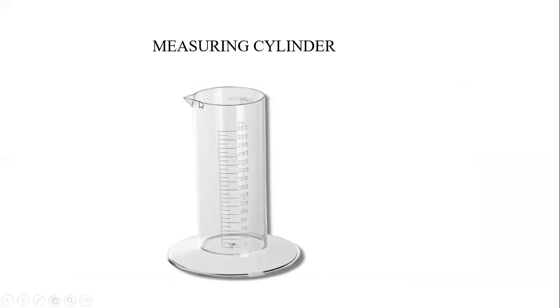This is known as the measuring cylinder. You can see that there is a scale placed along its length. It shows 200, 220, 240. It is used to measure the volume of liquids.